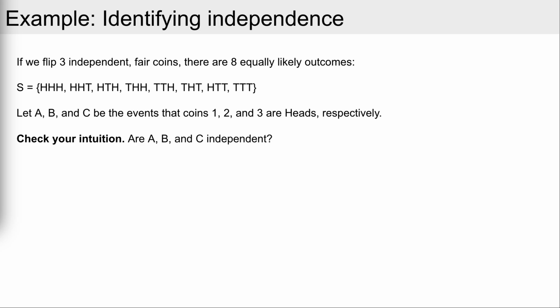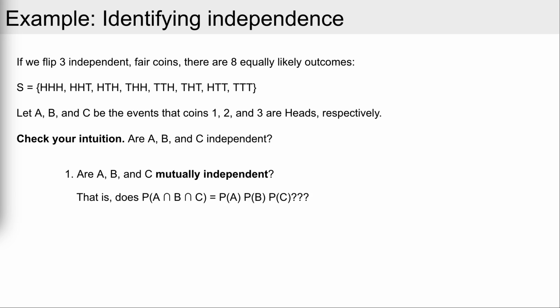Let's check your intuition. Recall that to establish independence among more than 2 events, we have to check 2 properties. First, are events A, B, and C mutually independent? That is, is the probability of their intersection equal to the product of their individual probabilities? Let's check. First, A and B and C, or getting heads on all 3 coin flips, can only occur one way, if we get heads, heads, heads. There is a 1 in 8, or 0.125 probability of this happening, because heads, heads, heads is one of the 8 equally likely outcomes in our sample space.